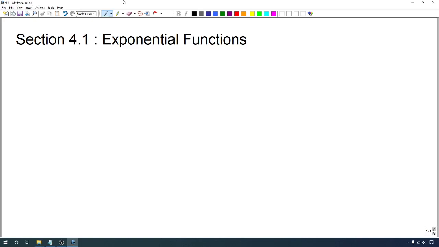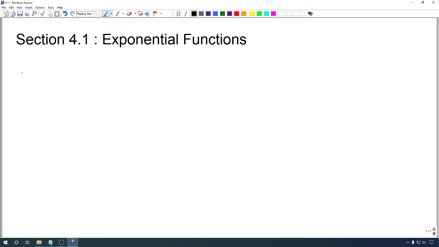We are now starting on Chapter 4. This chapter is all about two new types of functions. At least they are new to this class, but you probably will have seen them already in an algebra class. We are going to start today specifically with exponential functions.